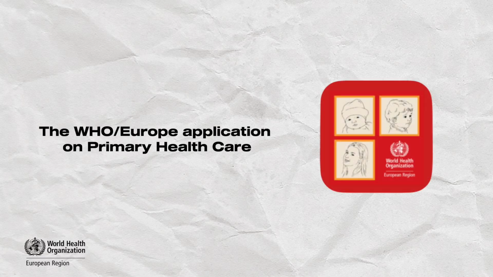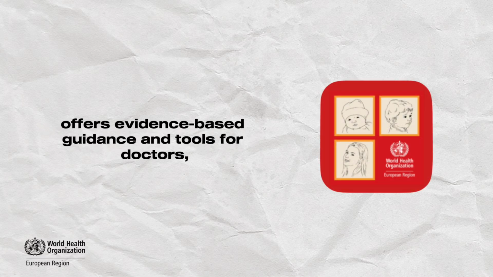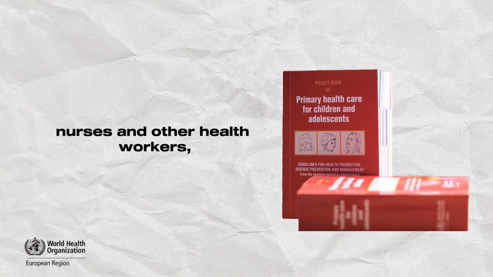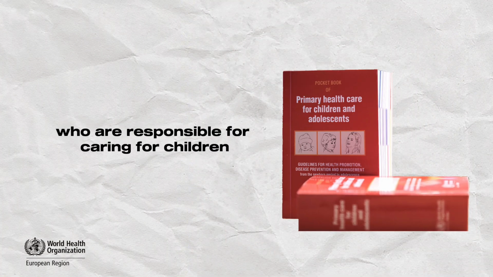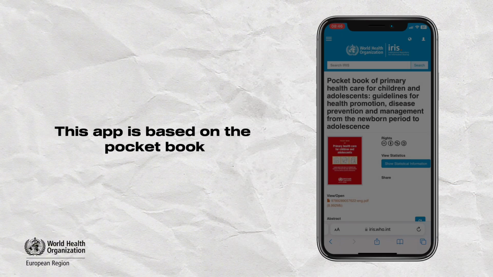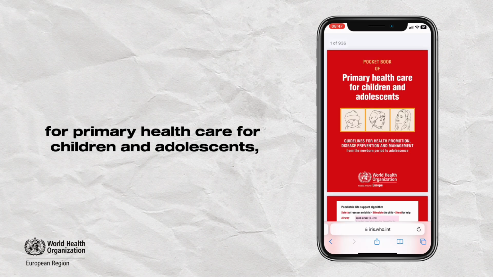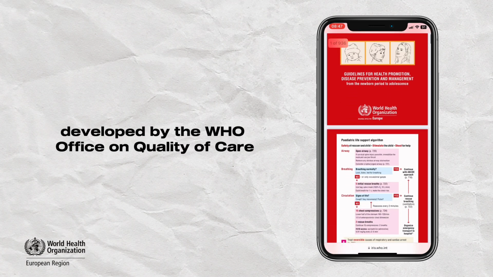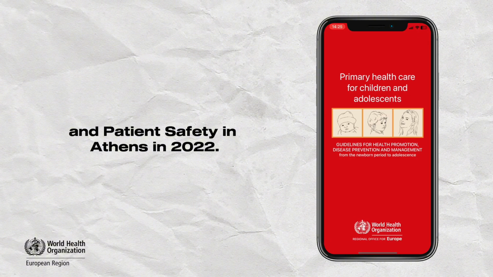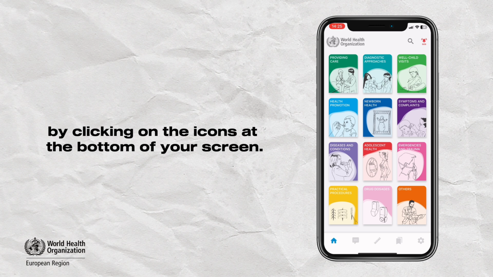The WHO Europe application on primary healthcare for children and adolescents offers evidence-based guidance and tools for doctors, nurses, and other health workers who are responsible for caring for children and adolescents in primary care settings. This app is based on the Pocketbook for Primary Healthcare for Children and Adolescents, developed by the WHO Office on Quality of Care and Patient Safety in Athens in 2022. Learn more about the different features by clicking on the icons at the bottom of your screen.